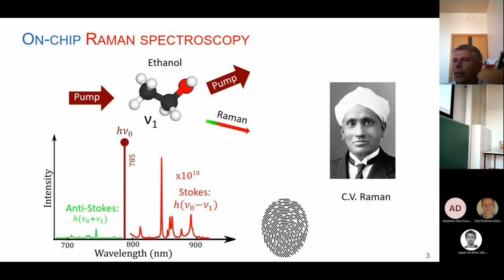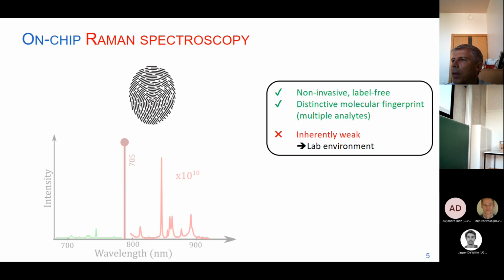This is a phenomenon that was discovered by Raman, who is an Indian scientist. And the advantage of doing Raman spectroscopy is that it's non-invasive and label-free. You don't have to come in contact with the molecule, etc. And furthermore, you have these distinctive molecular fingerprints, which allow us to distinguish different analytes based on their characteristic peaks.